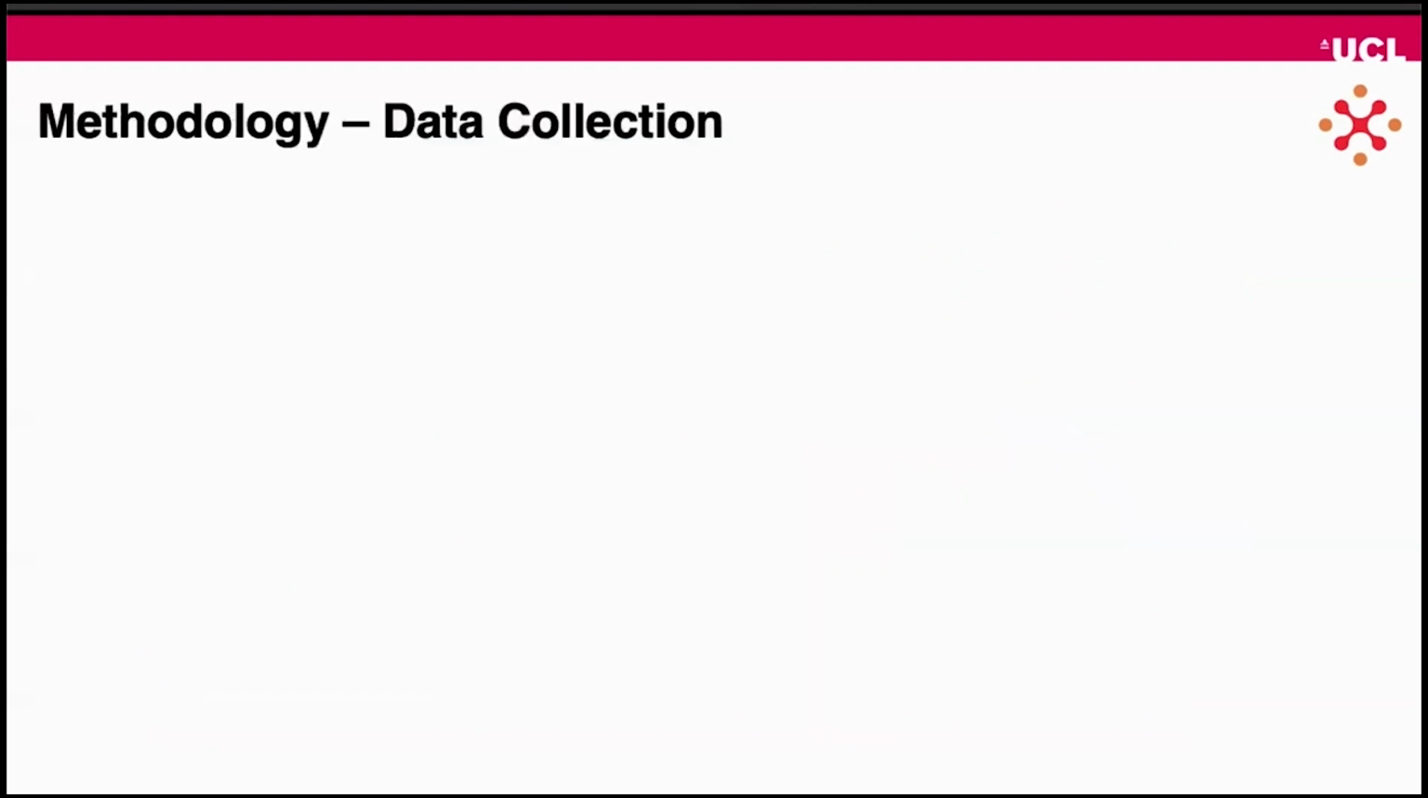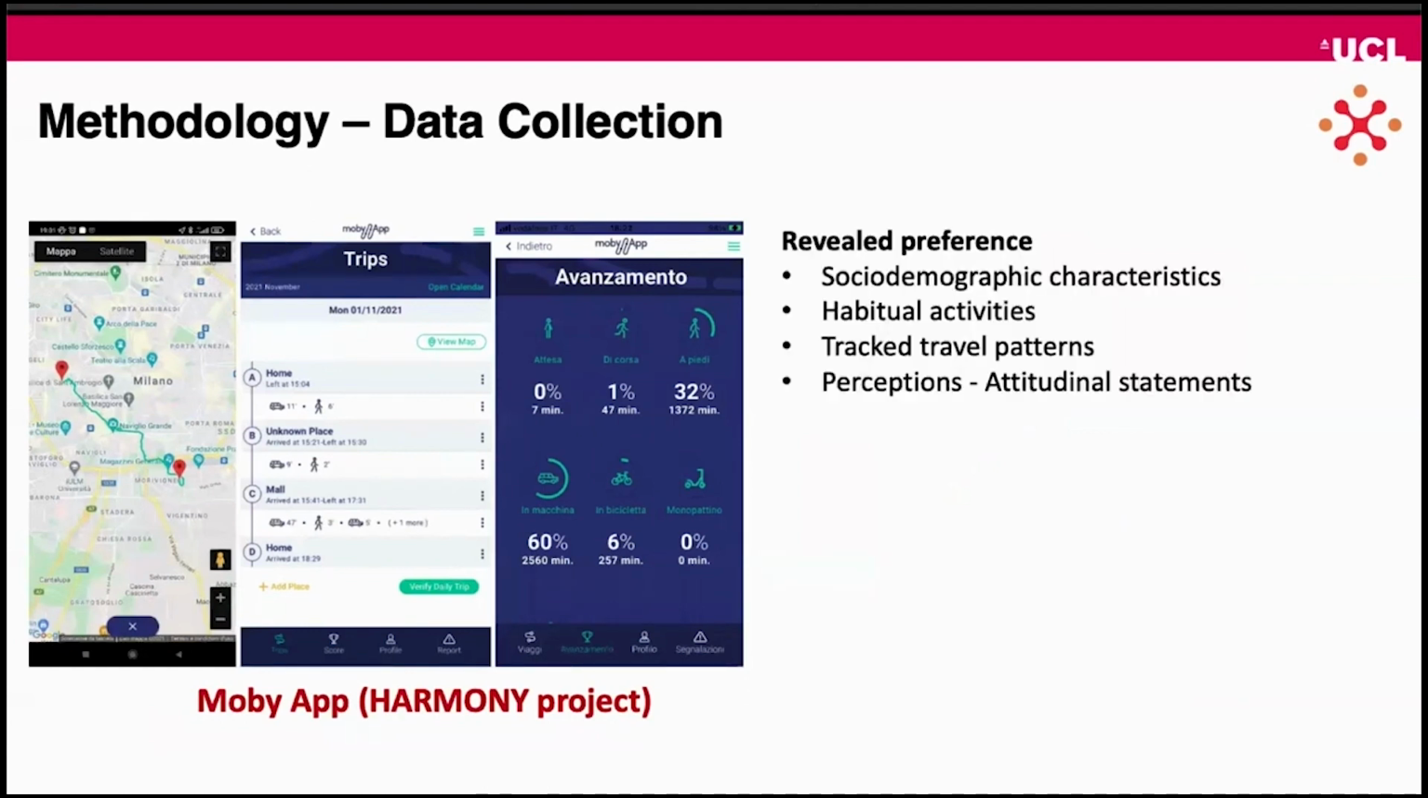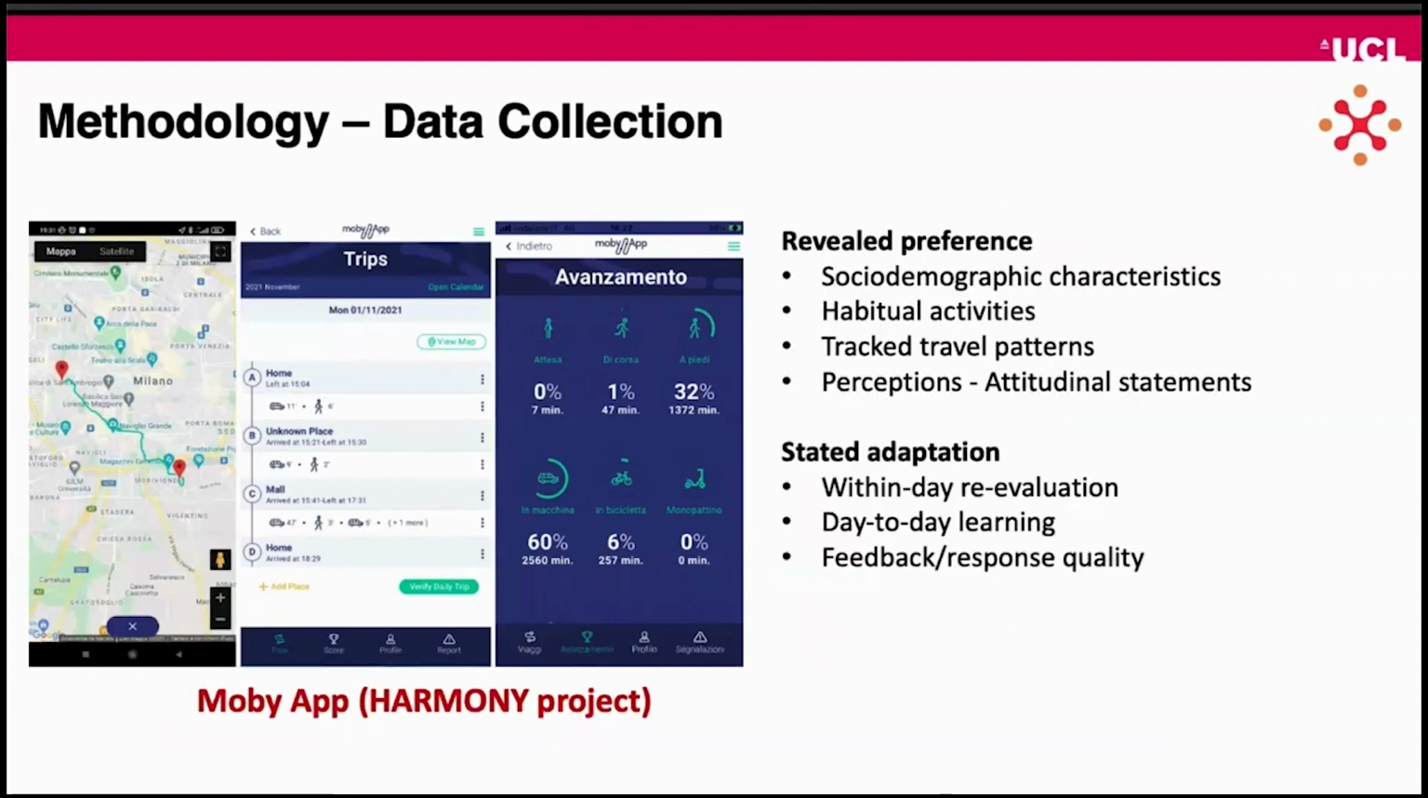To explore this phenomenon for the scope of this study, data collection was part of a wider travel survey of the Harmony Research Project and utilized a smartphone-based application, the Mobi app, to track the habitual activity and trip patterns of the participants over the course of 5 days. These RP data were combined with a state adaptation experiment aiming to capture the process of within-day reevaluation and day-to-day learning on specific hypothetical scenarios.